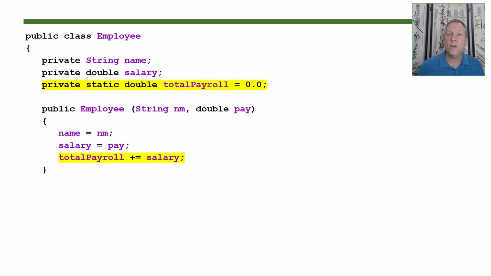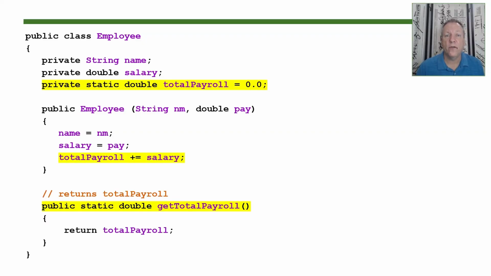So in my constructor, I've got two parameters, and I'm going to use those two parameters to initialize my instance variables. But then notice every time I construct an employee, I'm going to take the salary of that employee and add it to my totalPayroll. So now totalPayroll keeps track of all of the salaries. It's an accumulator static class variable.